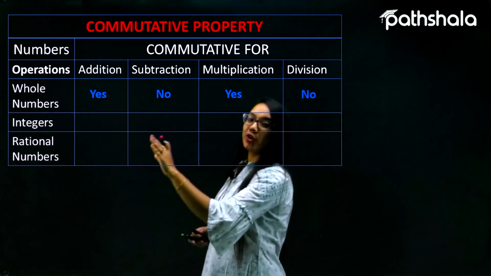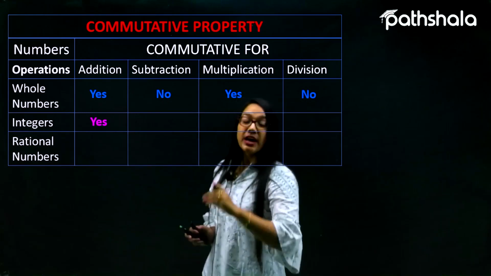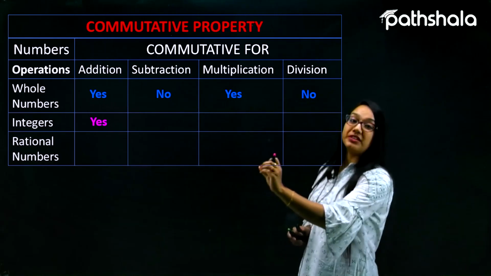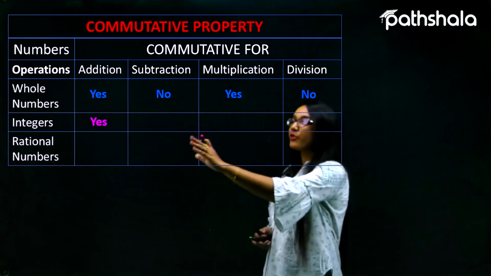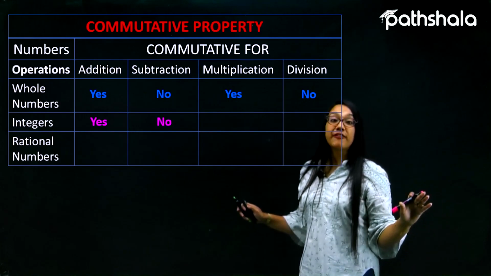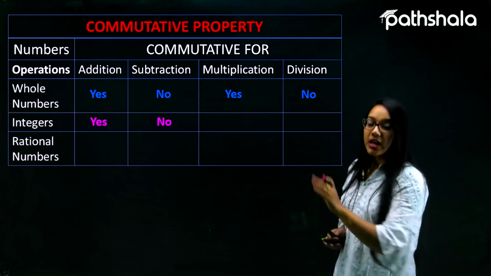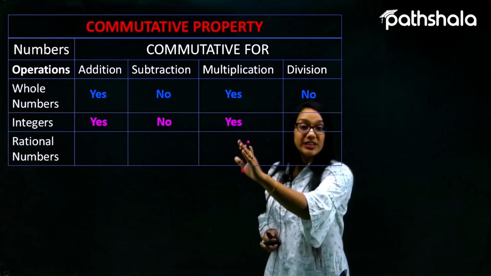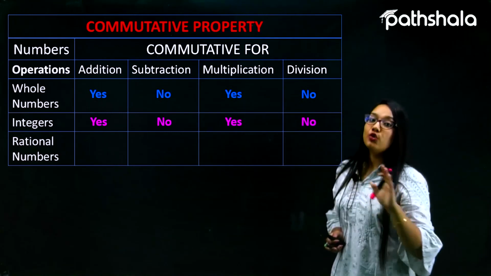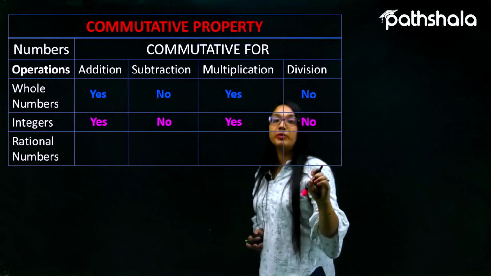So let's move on towards the integers under addition. For the addition, the answer is yes. Why so? Because A plus B is always equal to B plus A for any two integers A and B. What about the subtraction? No, they are not equal, because A minus B can never be equal to B minus A for the integers. Let's move on towards the multiplication. The answer is yes, they are commutative for the multiplication. What about the division? No, they are not commutative for the division, because A divided by B can never be equal to B divided by A.